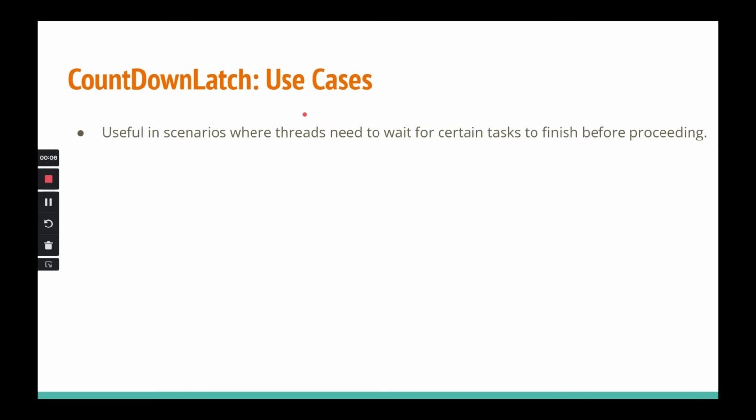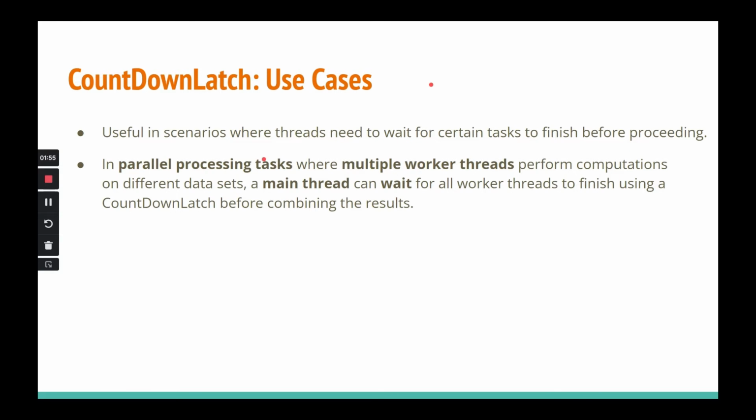So if we talk about the use cases, like we said, threads need to wait for certain tasks to finish before proceeding. So parallel processing, where you have multiple worker threads doing some computations, and the main thread needs to wait until the worker threads are done with the computation, and then at the end you want to aggregate or consolidate the results you got from these worker threads. So you can think of that use case also.